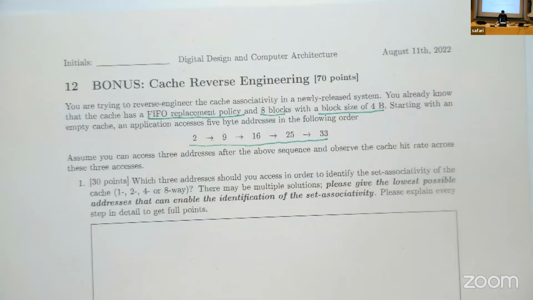So what do we do with this? We assume that you can access 3 more addresses after this access, and then observe the cache hits across these 3 accesses.